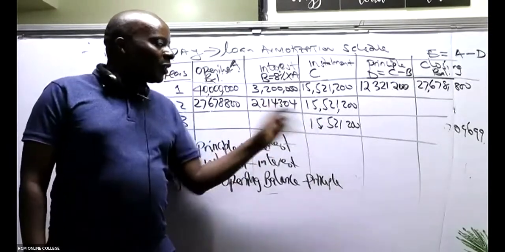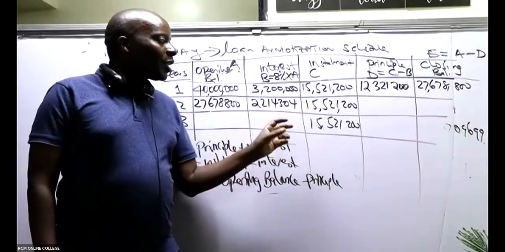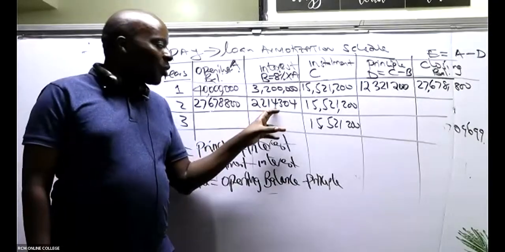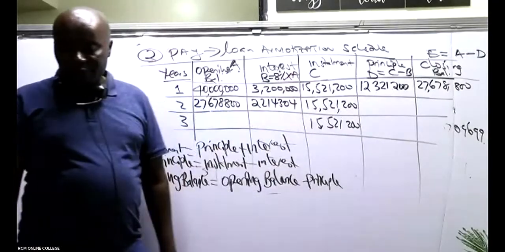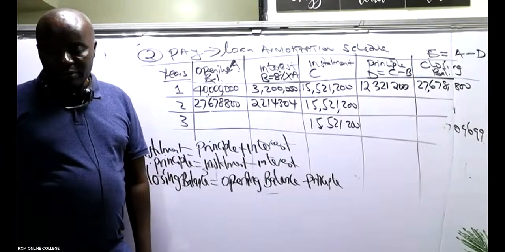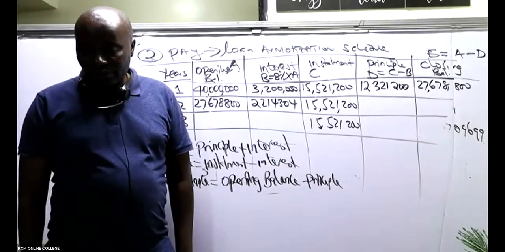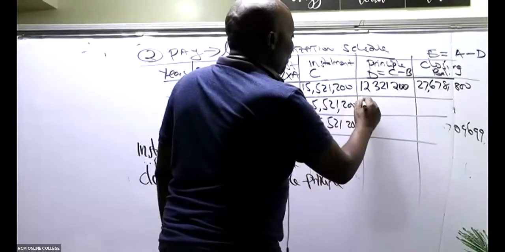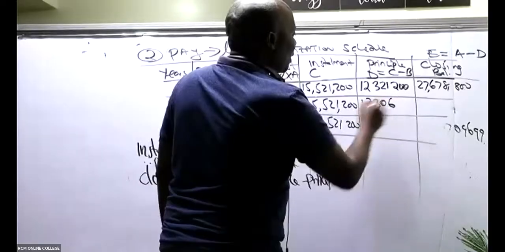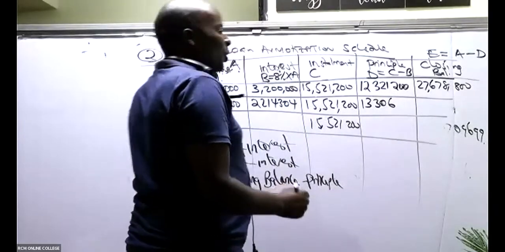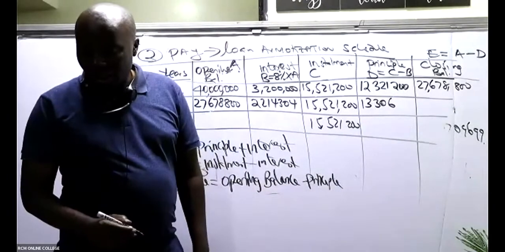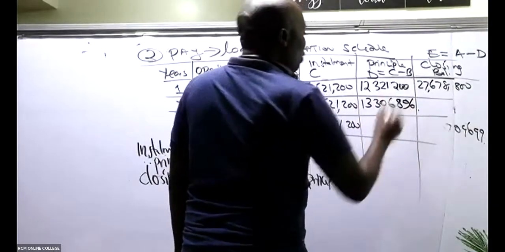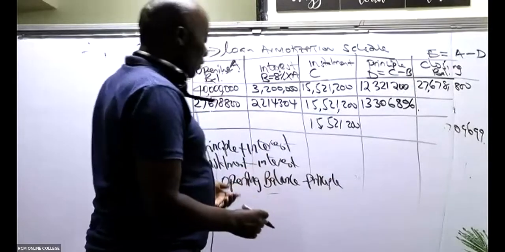This installment here covers two things. Once I know the interest, getting the principal will not be a big deal. I will take 15,521,200 and subtract this to get the principal here. So 13,306,896. I'm almost finishing. Thank you so much. And therefore, the closing balance is very easy.